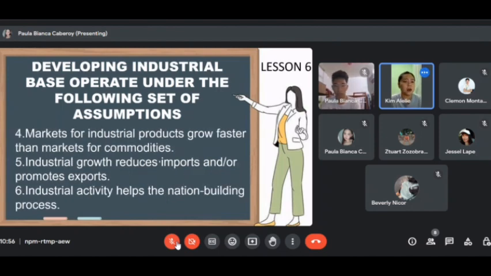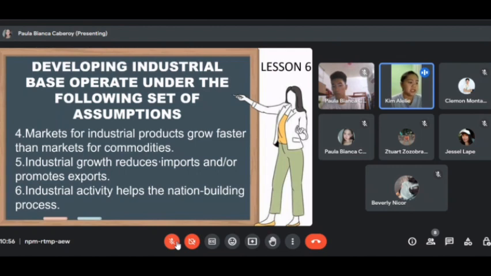Fourth is markets for industrial products grow faster than markets for commodities. It highlights a shift in economic dynamics where industrial products and manufactured goods are becoming more prominent drivers of economic growth compared to the primary commodities that serve as their inputs.